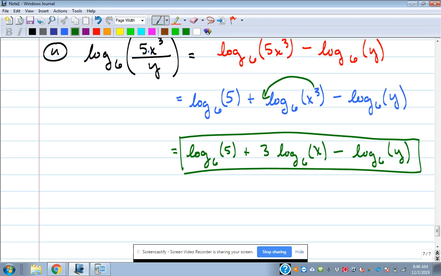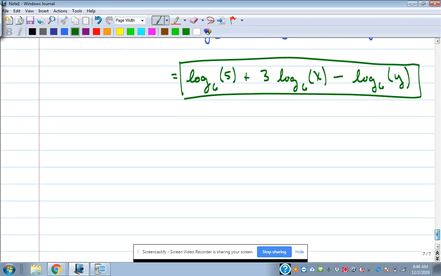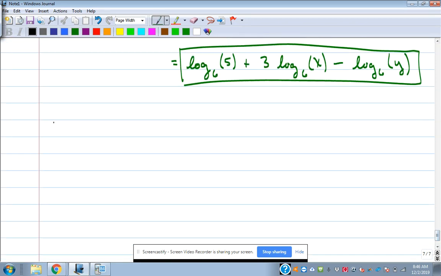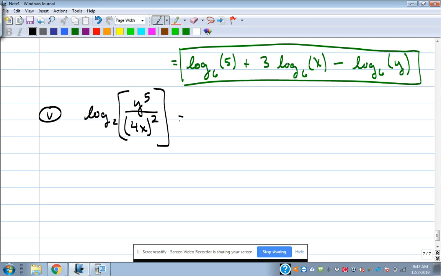Let's look at one. We'll get one that does that. Let's make one that does that, like Jaden's talking about there. So let's say we had log base 2 of y to the 5th over 4x in parentheses squared, something like that. So this encapsulates everything that we've talked about there, and then what Jaden was asking about too.